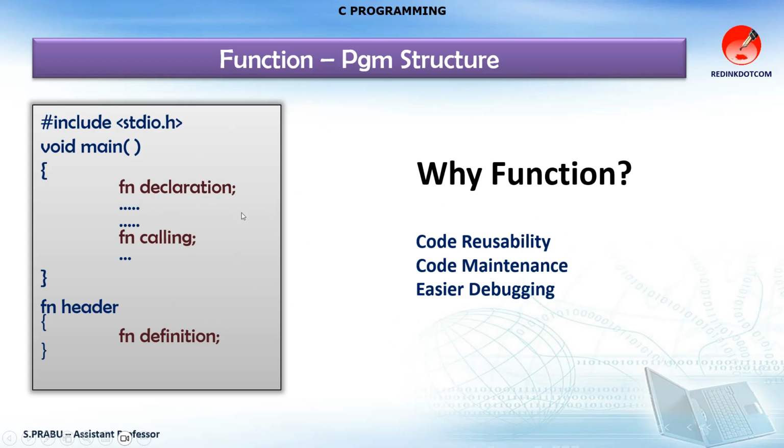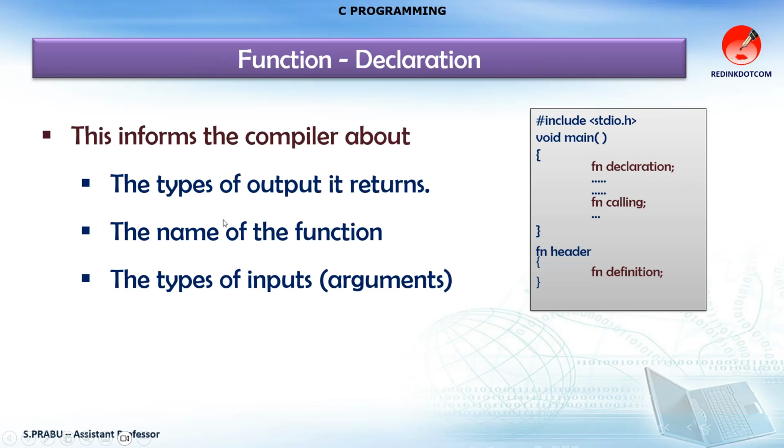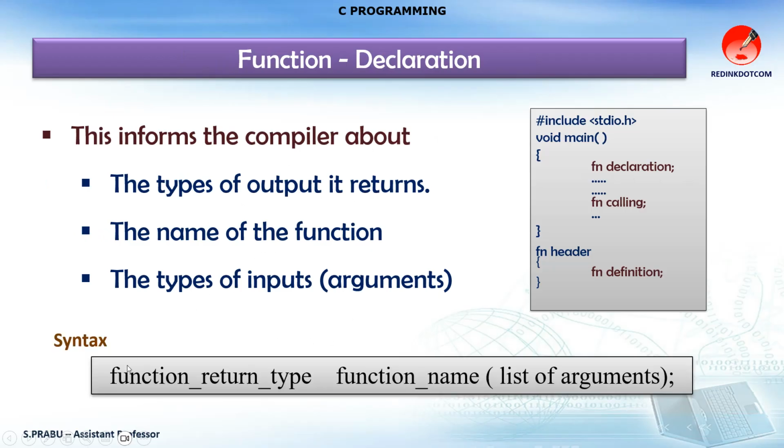First one is function declaration. Function declaration is similar to variable declaration. When we are creating our own function, we should declare the function in the beginning of the main function. This function declaration informs the compiler about the output and name of the function and what inputs are needed for the function. This is the syntax for function declaration. First one is function return type, which tells about the data type of the output. This is the function name and this part is the input of the function. It is called list of arguments or list of parameters.